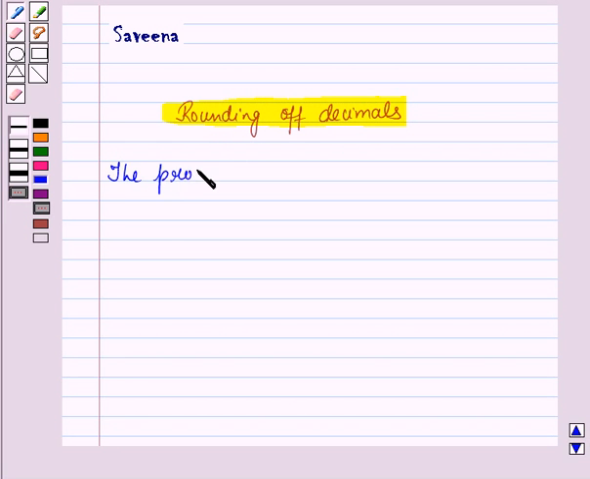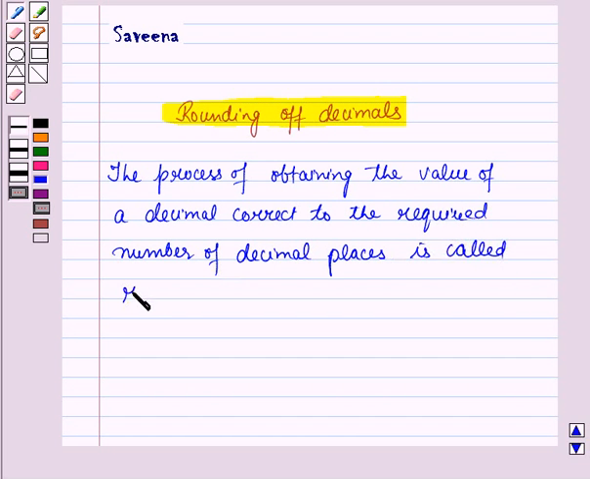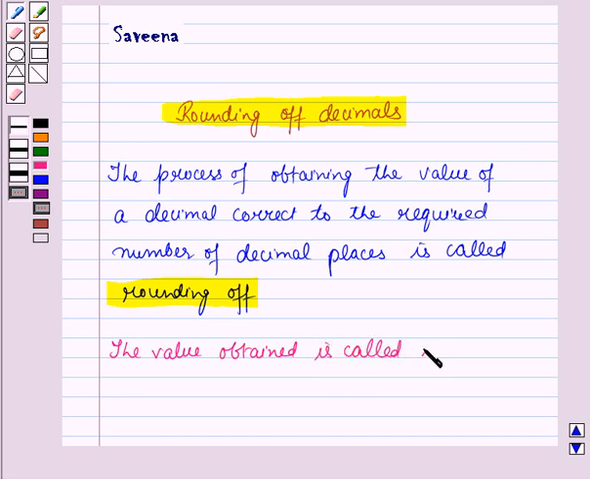Now, the process of obtaining the value of a decimal correct to the required number of decimal places is called rounding off, and the value obtained is called rounding off value of the decimal.